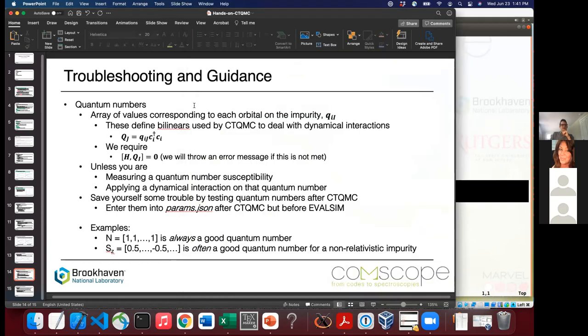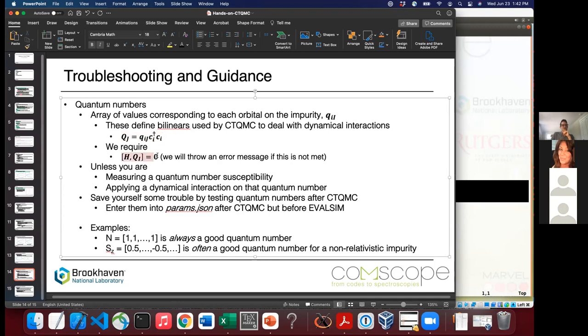So what are these? They're just an array of values corresponding to each orbital on the impurity. We use these to define some bilinears, which you have to use to describe the dynamical interaction. So the dynamical interaction can only be applied using these bilinears, essentially. Otherwise, CTQMC can't handle them.